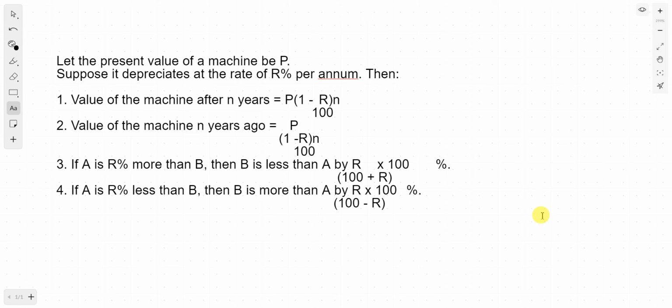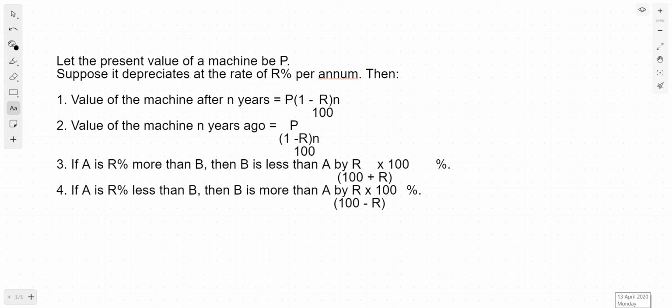Now if A is R% more than B, then B is less than A by R upon 100 plus R into 100%. If A is R% less than B, then B is more than A by R into 100 upon 100 minus R%. I just told you in the above formula that if you ever see less in a question, you will have to use the formula for subtracting.